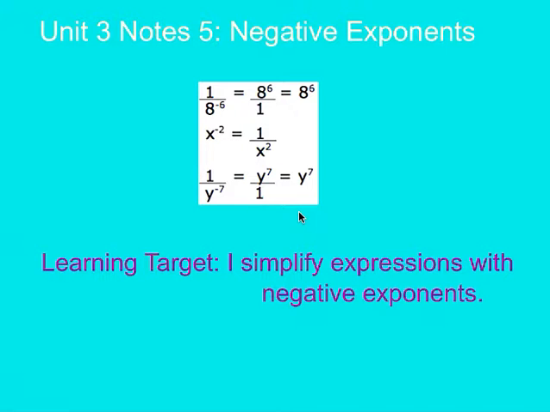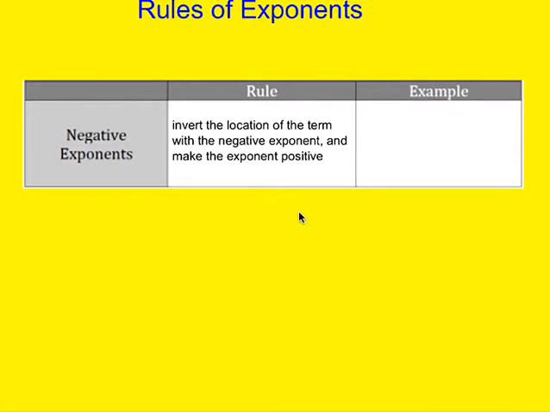So let's go ahead and start by taking a look at our rules of negative exponents. You're going to invert the location of the term with the negative exponent, and once you do that, it makes the exponent positive. So I just like to look at that as flipping. You're really just going to be flipping the location. If it'll let me type, okay?